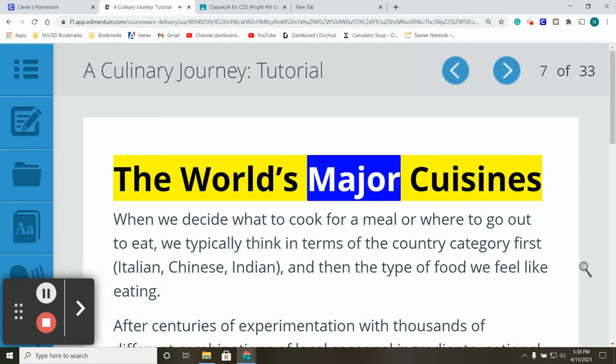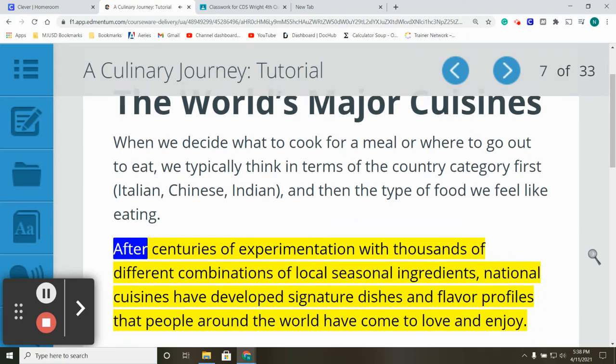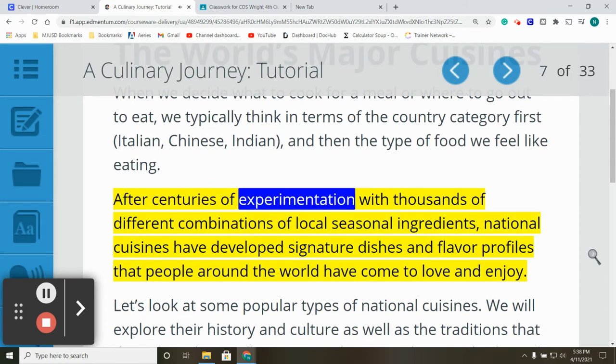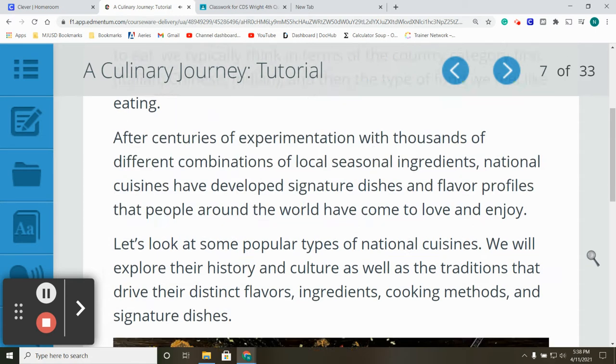The world's major cuisines. When we decide what to cook for a meal or where to go out to eat, we typically think in terms of the country category first: Italian, Chinese, Indian, and then the type of food we feel like eating. After centuries of experimentation with thousands of different combinations of local seasonal ingredients, national cuisines have developed signature dishes and flavor profiles that people around the world have come to love and enjoy.